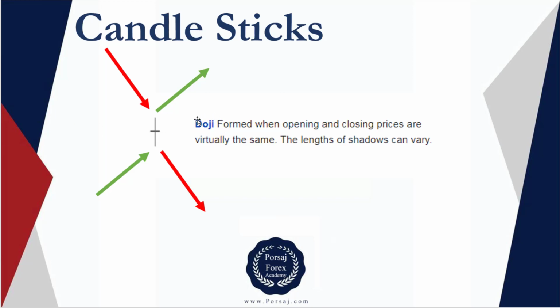A doji candle is a type of candlestick pattern that is characterized by a small or non-existent body and nearly equal open and close prices. It forms when the opening price and the closing price are very close or essentially the same. Doji candles are often seen as a signal of market indecision and potential reversals, and they can provide valuable insights into shifts in market sentiment.